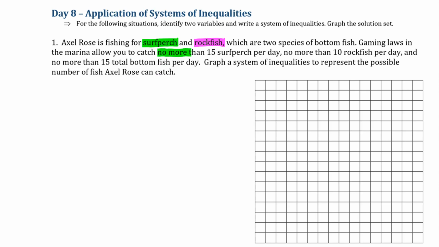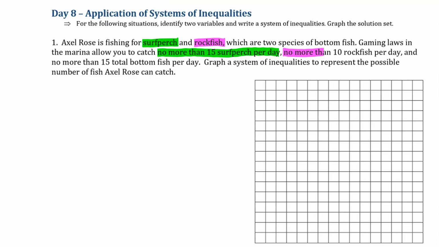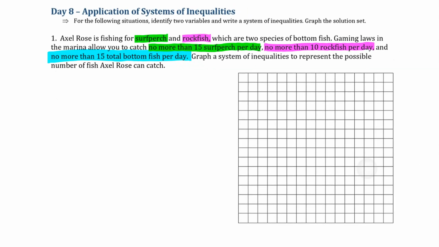I'm going to highlight that in green because that's my surf perch color. And no more than 10 rockfish per day. I'm going to highlight that too, in pink. That's my rockfish color. And then no more than 15 total fish per day. That's important. I'm going to highlight it in a different color because we're talking about both fishies now. So we want to graph a system of inequalities to represent the possible number of fishies he can catch.